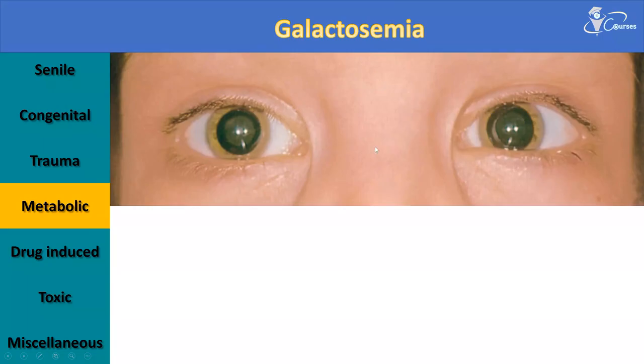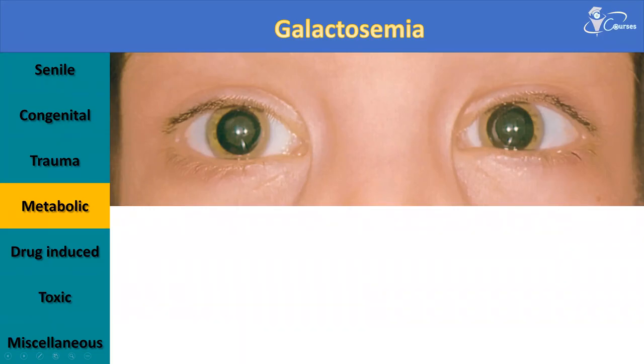Another form of cataract which occurs due to metabolic disorders is called galactosemia. Galactosemia is an autosomal recessive disease characterized by an enzymatic deficiency, so that galactose is accumulating in the body. There are no enzymes that will convert the galactose to glucose, so the body is unable to metabolize this excessive galactose, resulting in accumulation of galactose in different body organs. One of them is the lens.